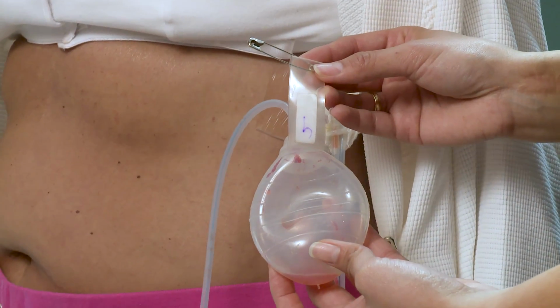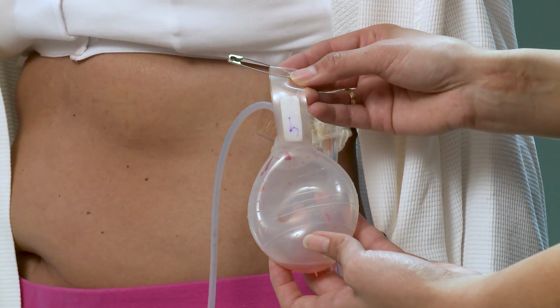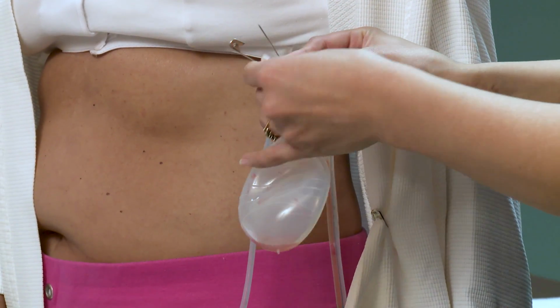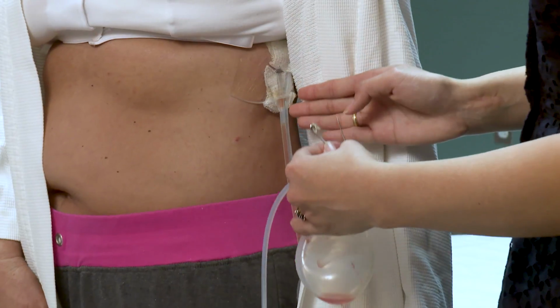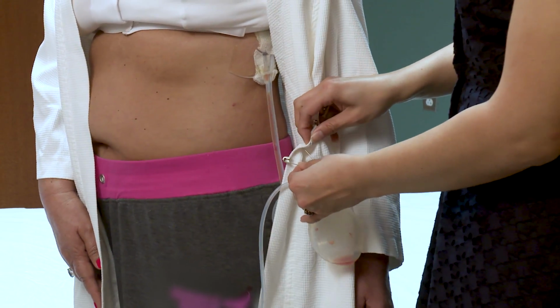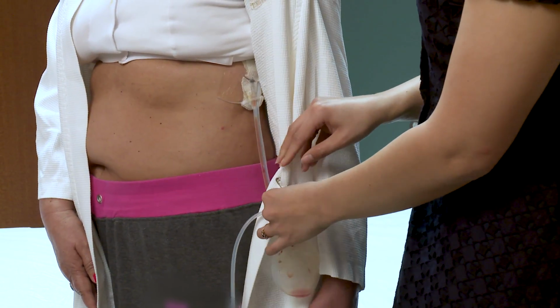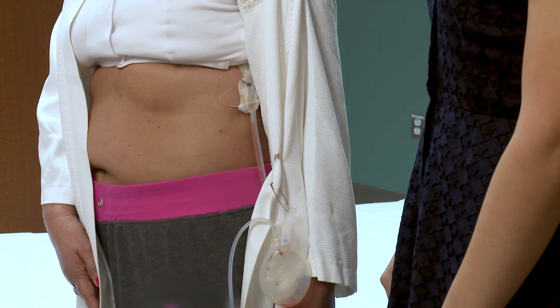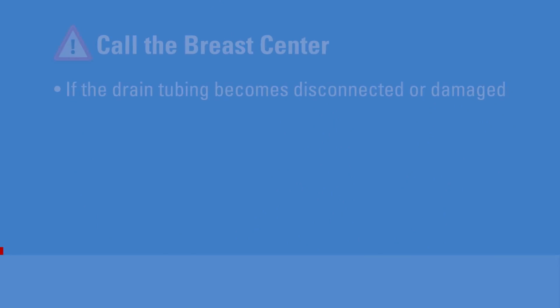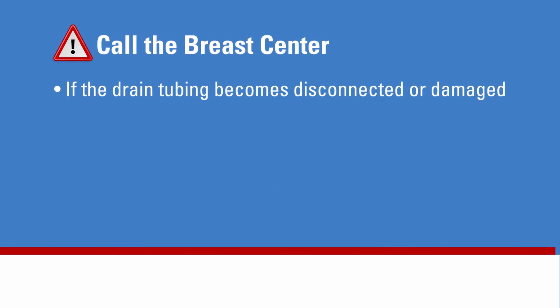Gravity is necessary to keep the drains functioning properly. You must place the bulb below the drain insertion site. Using the plastic tag on the bulb, attach it to your clothing or drain belt. Do not disconnect, bend, compress, or puncture the drain tubing. If the drain becomes disconnected or damaged, contact the breast center.